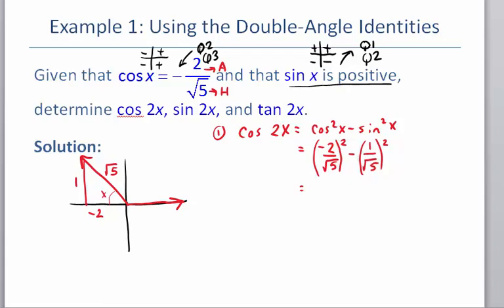So squaring my first fraction, negative 2 squared becomes positive 4. The square root of 5 squared becomes 5. The 1 squared becomes 1. And the square root of 5 squared becomes 5. And so we end up with 4 minus 1 is 3/5 for our answer.